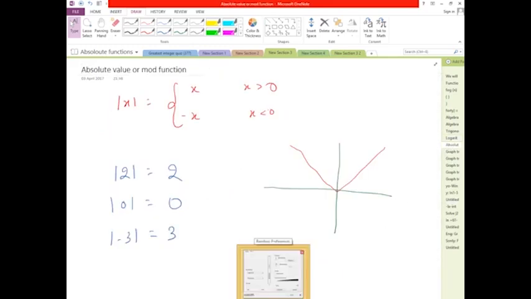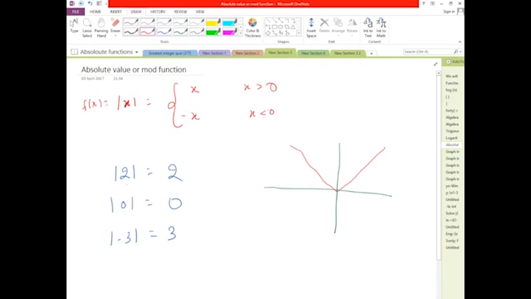So absolute value, again, most of you know the basic stuff, but we'll just revise it once. Mod x is defined as a function. So the function mod x is a function which just gives you the absolute value of the input. So if 2 gets input, it will provide 2 as the output.